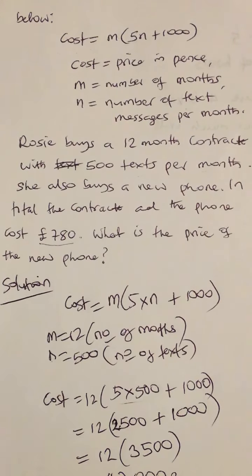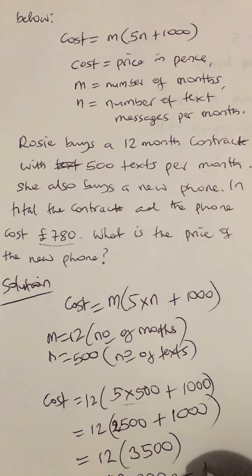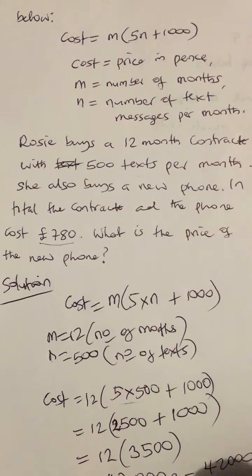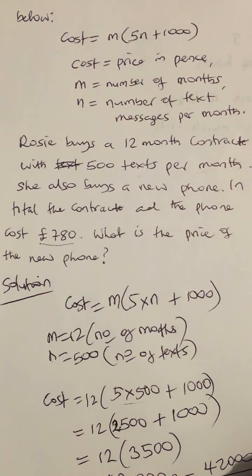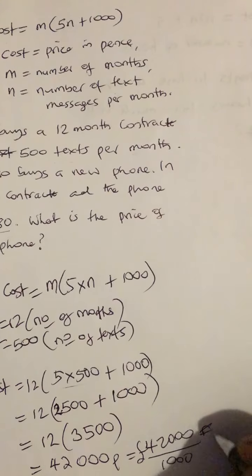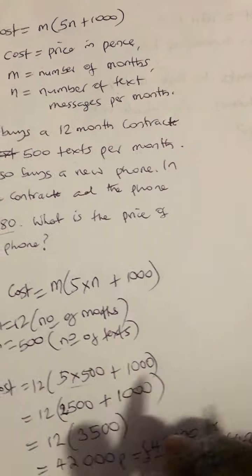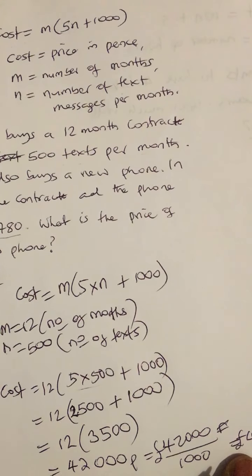If we convert the P to pounds, we simply divide by 100 to give us pounds. So 42,000 divided by 100 will now give us 420 pounds. So that is the cost of the contract.